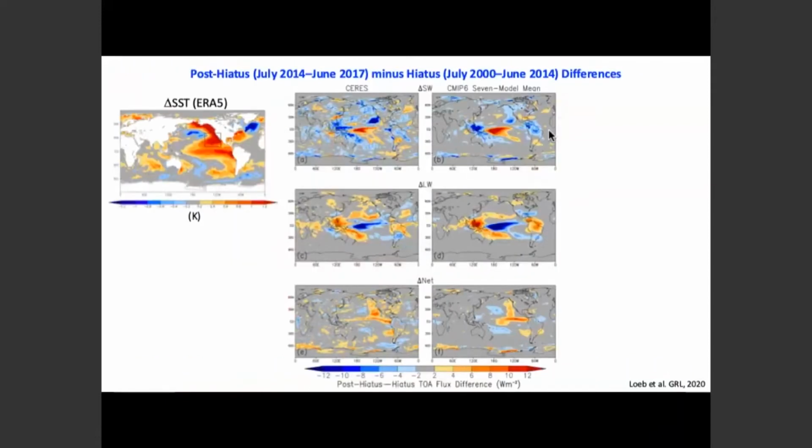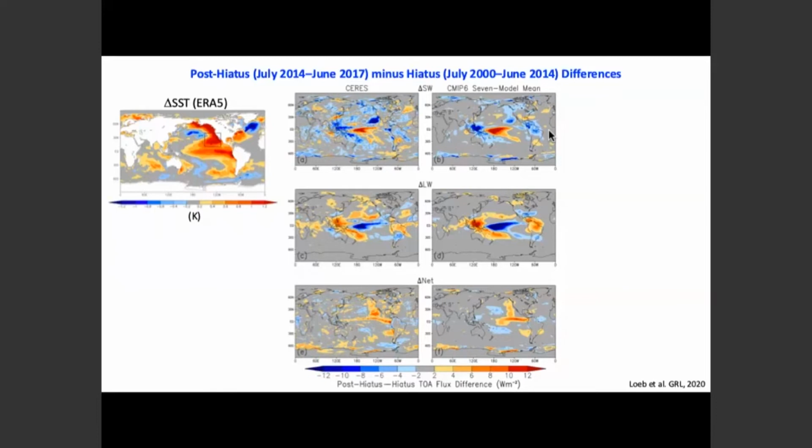We also looked at the spatial patterns of the differences, and to do that, we used the post-hiatus, which was July 2014 to 2017, just 3 years, minus the first 14, what I'm calling hiatus. And you can see the SST differences there on the left, and the East Pacific is really large. And the right shows the series results for shortwave, longwave, net, and then using the average of the 7 models. And they did pretty well. You see the East Pacific there, the large change that we're seeing, the negative difference in series. It's there in the 7 model mean, but it's more muted, so it's not quite as pronounced.